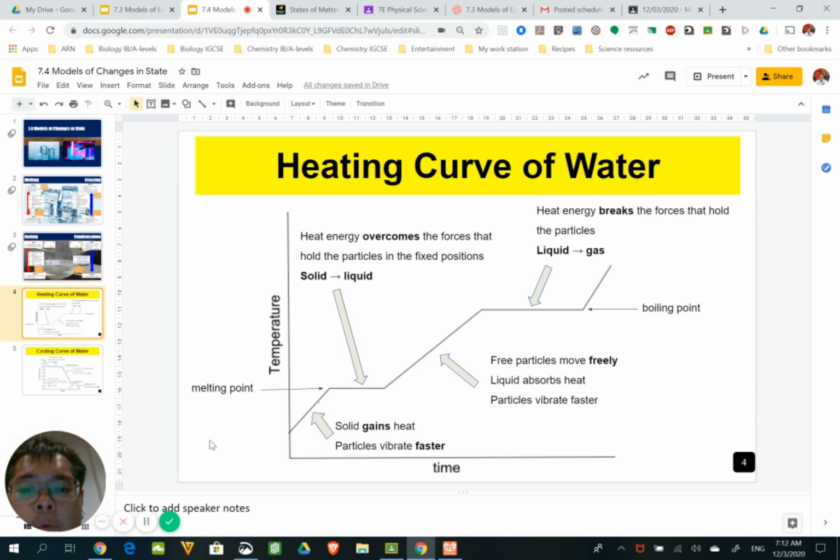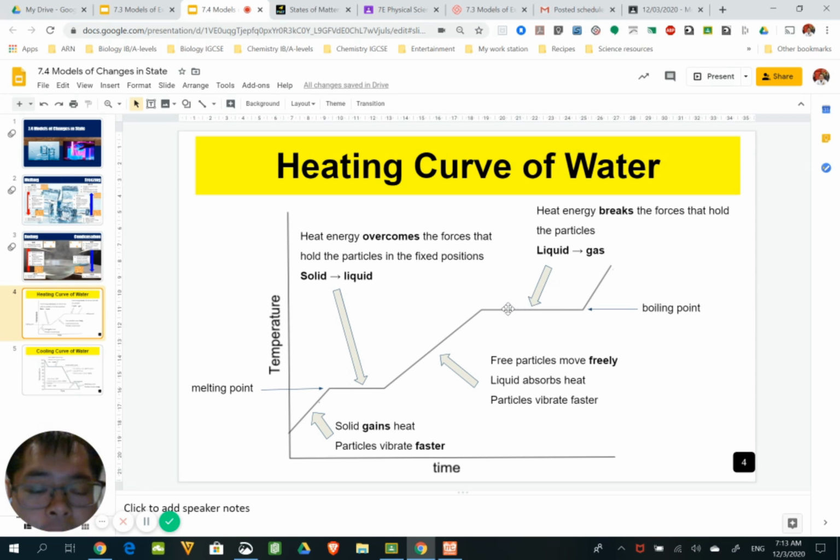Now, as soon as it increases over time, you will notice that the particles will move a bit more freely and we are now in a pure liquid phase. And as it gains energy, it will vibrate faster. And there will be a point as well where heat energy is literally trying to break the forces that hold some of the particles. Remember, there's some liquid particles which are together. And this is where we call it a liquid gas phase. All right. And then you see there's a boiling point.